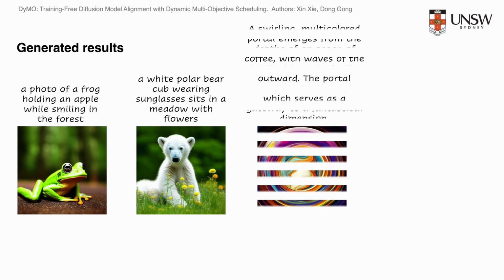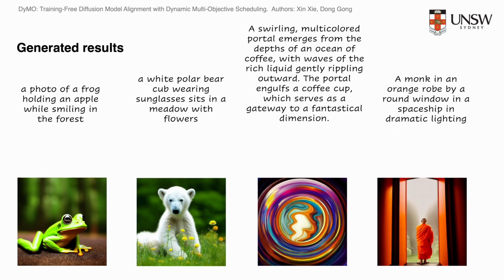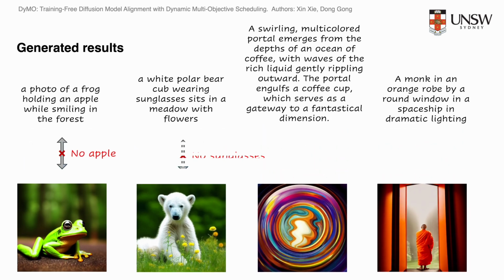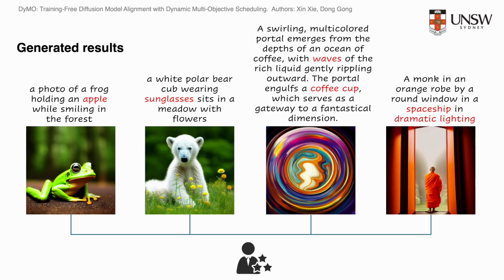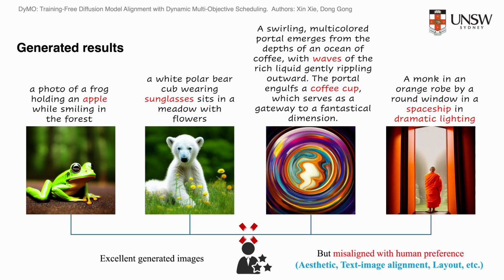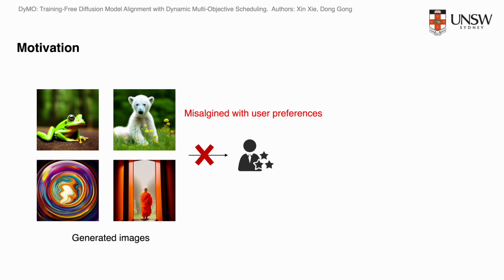These examples show that although the images are visually appealing, key elements from the prompt are often missing, like apples, sunglasses, waves, or lighting effects. This highlights the misalignment between the generated content and both the textual prompt and user preferences. Our goal is to bridge this gap.